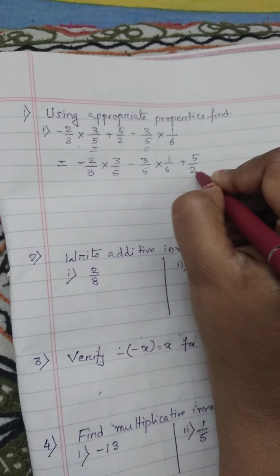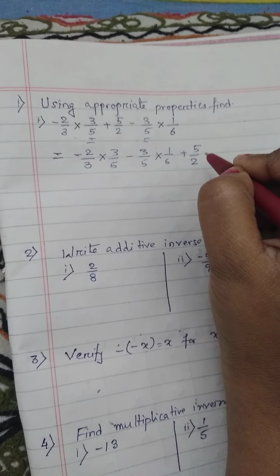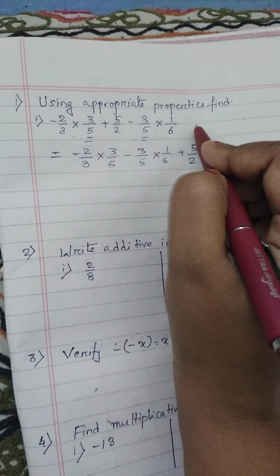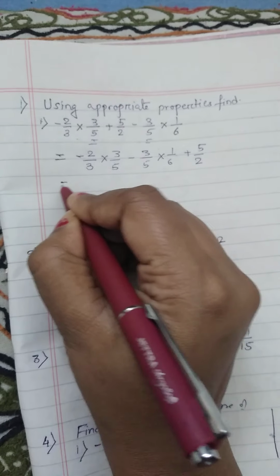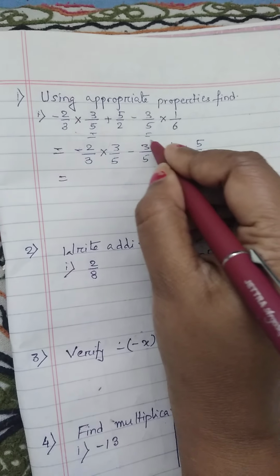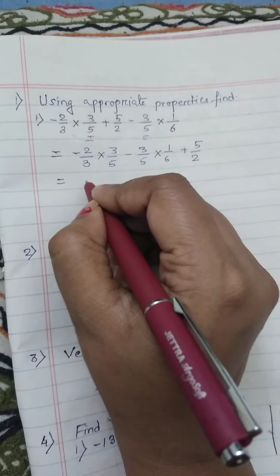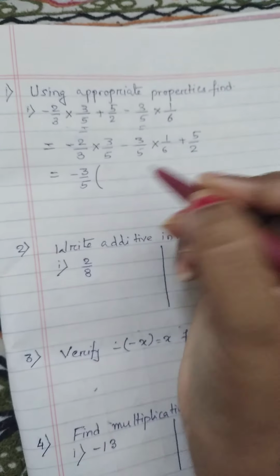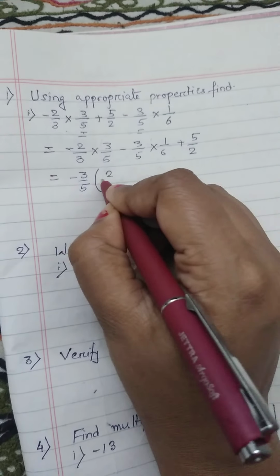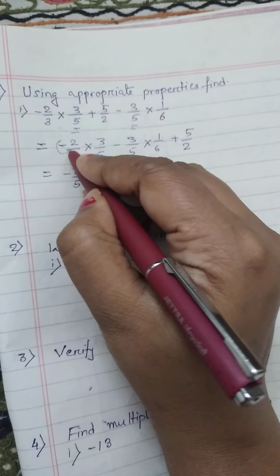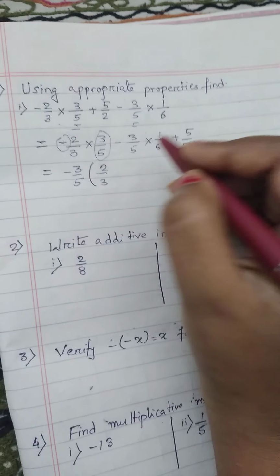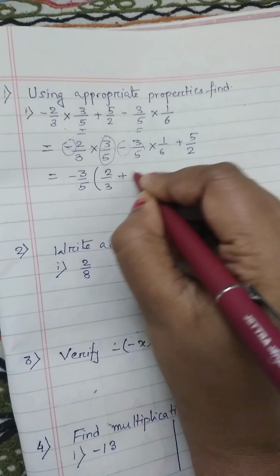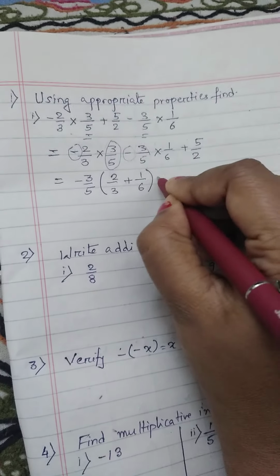So what kind of property did we use here? We used here commutative property, because plus I replaced it at the back. Now what we will do, because 3 by 5 is common, I will take minus 3 by 5 outside. So we have 2 by 3 as minus and 3 by 5 moved out, again the minus and 3 by 5 moved out, plus 1 by 6 plus 5 by 2.